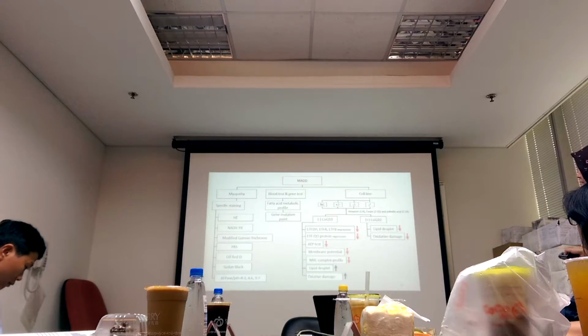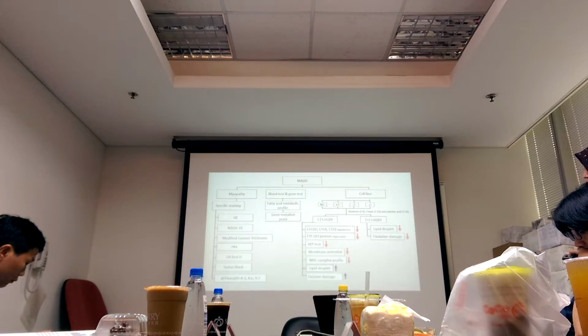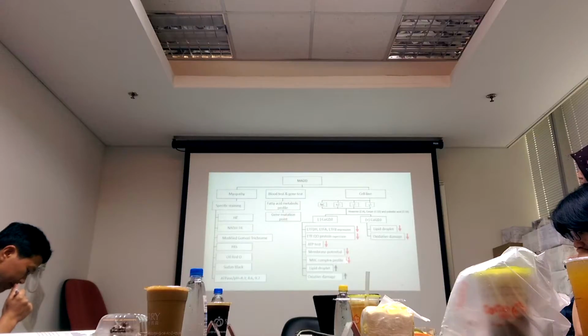Then we challenged the cells with three different kinds of fatty acid: short chain, medium chain, and long chain. Without coenzyme Q10, we examined ETFDH, ETFA, and ETFB gene expression, and it decreased in the patient and carrier groups. ETFQO protein expression also decreased. ATP production in the patient also decreased. Membrane potential also decreased. The MRC complex profile also decreased.